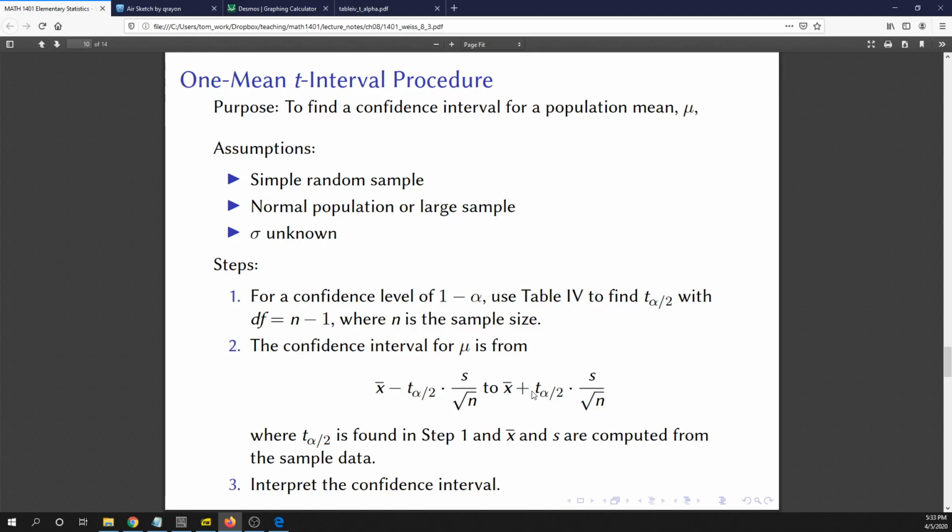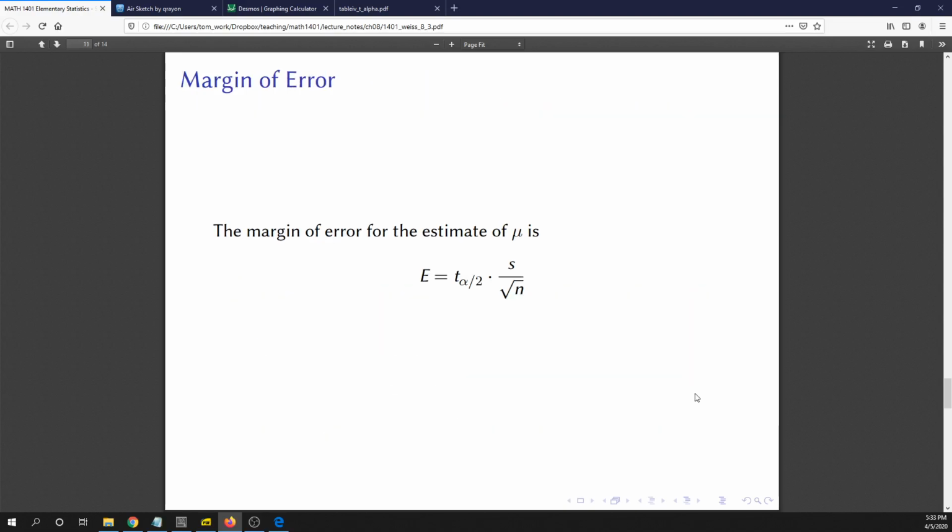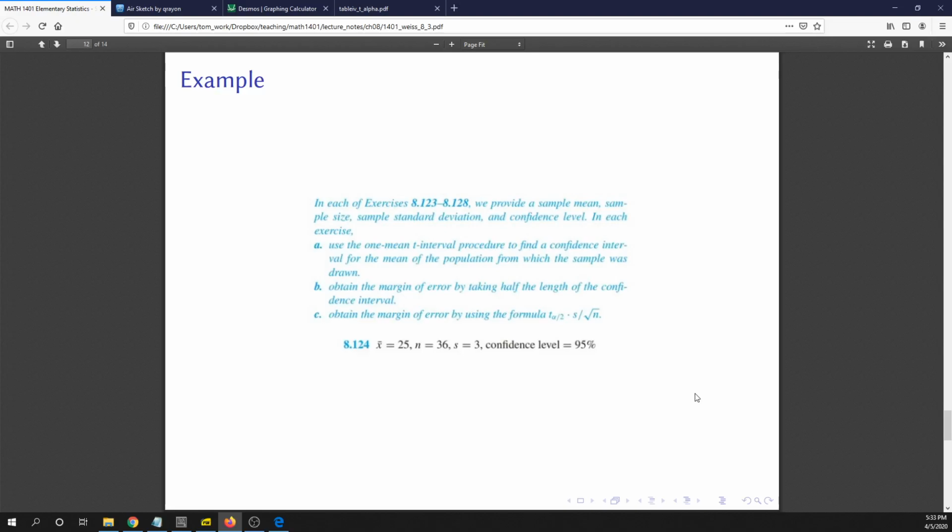And the margin of error, if they ask for that, is t of alpha over 2 times s divided by the square root of n. So very, very similar to the procedure for the z interval, other than that you're using this different distribution here. There's the formula for the margin of error. And now we are going to do a couple of examples. I'm going to separate those out into 2 videos, one for each example.